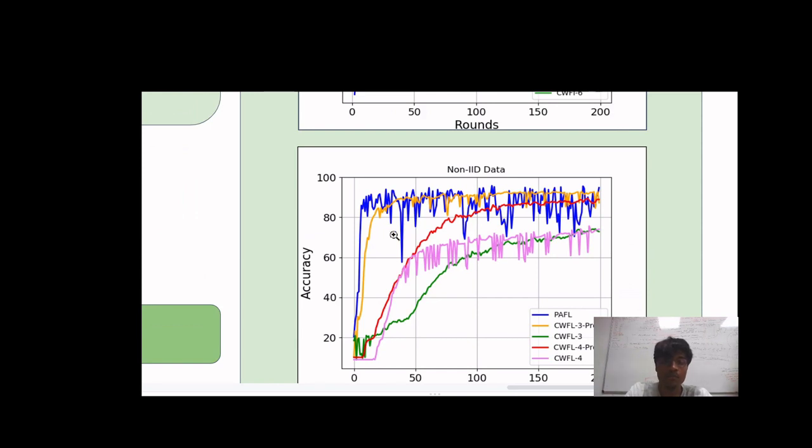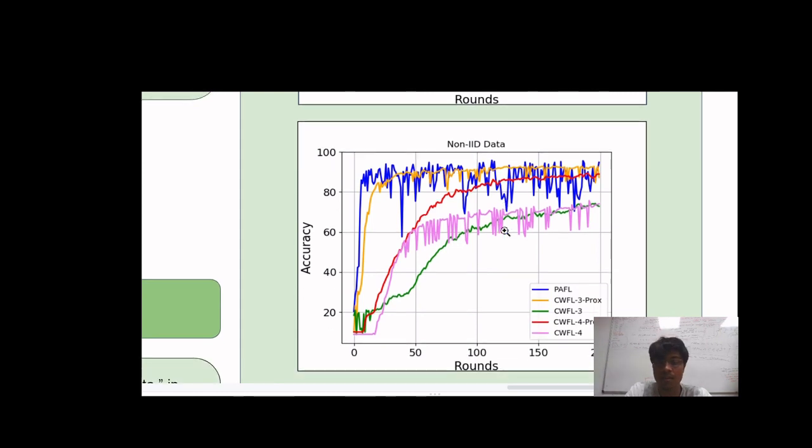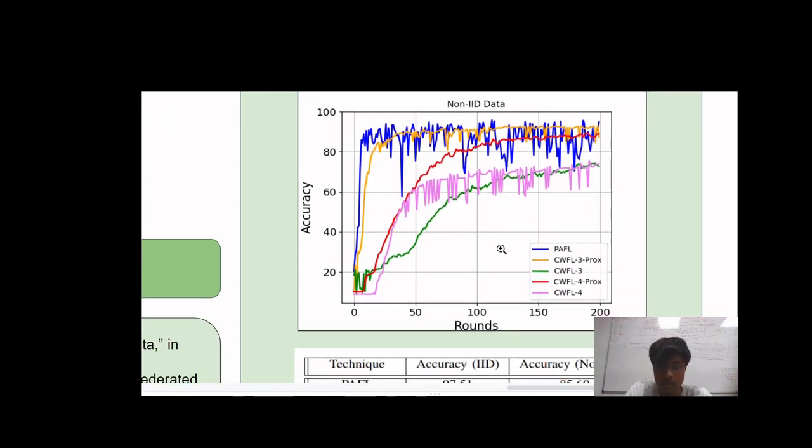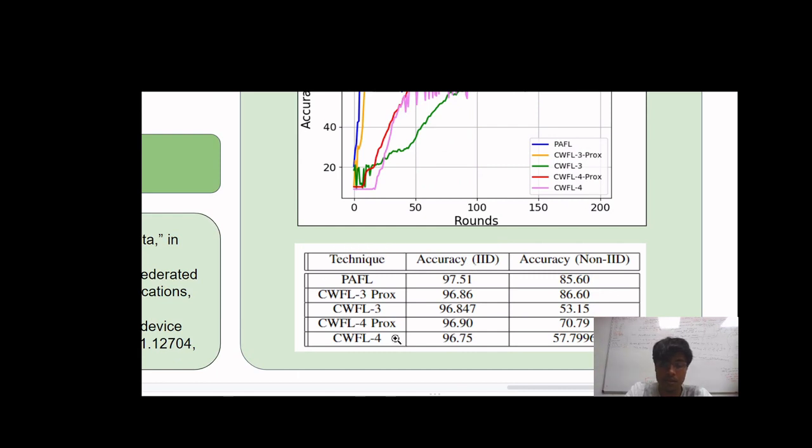Now in non-IID data, we can see that CWFL with 3 clusters performs very similarly to PAFL, that is a centralized setting. And this is the average accuracy after 50 rounds. So PAFL gives the maximum accuracy as expected, but when we consider a decentralized setting, then CWFL performs very similarly to PAFL. In both IID and in non-IID, CWFL actually performed a bit better than PAFL.